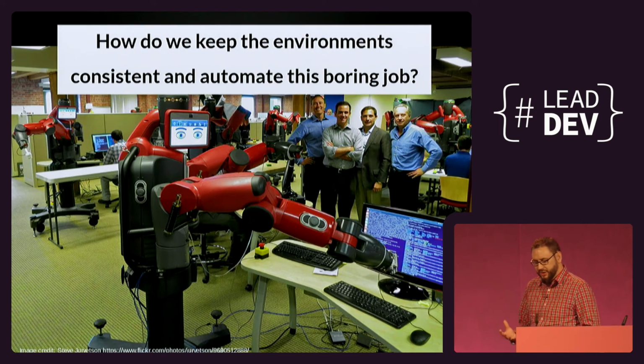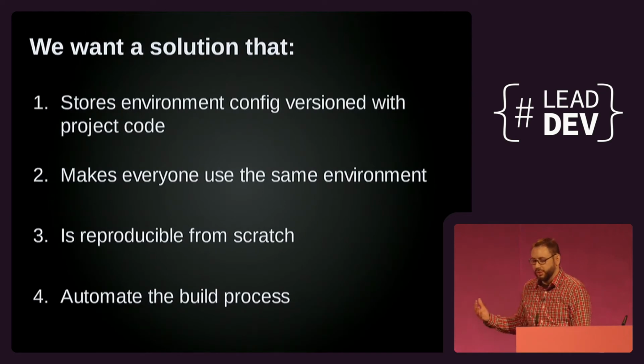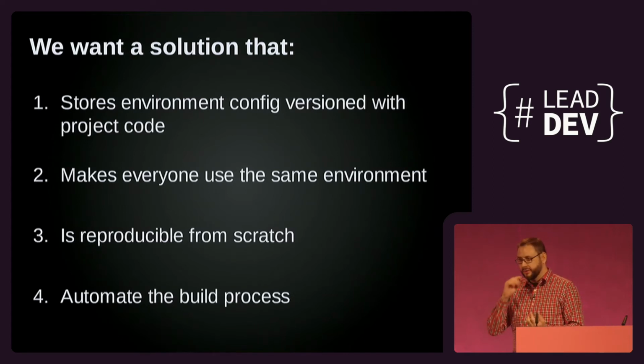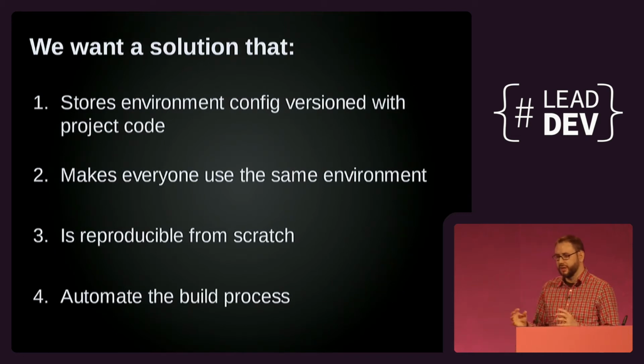I identified what the key characteristics of a solution would be that would enable us to get round and fix these problems. These are the four things we identified that we wanted to be able to do to stop having these problems. Number one, we want to be able to store some description of the project environment along with the project source code, which means that if any developer adds a new bit of code that requires a new bit of software, those two things are coupled together and they can't add one without the other, and you never get the two going out of sync.